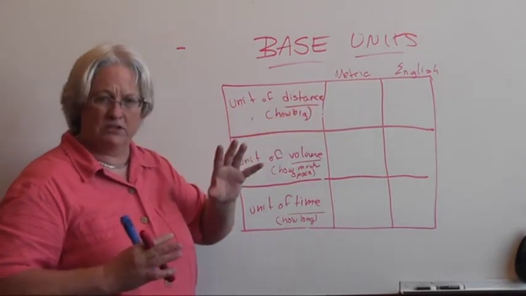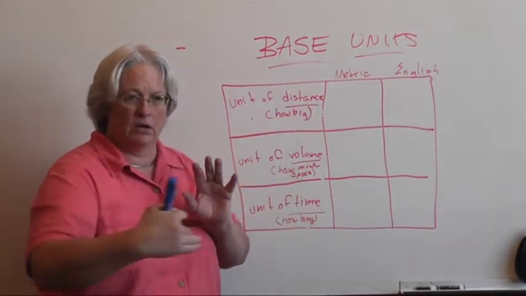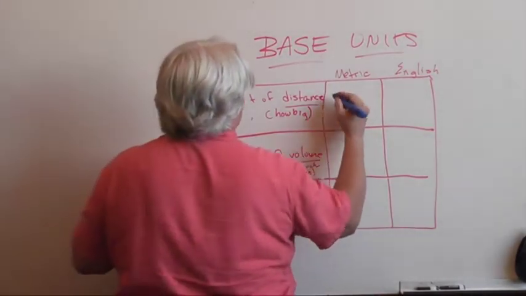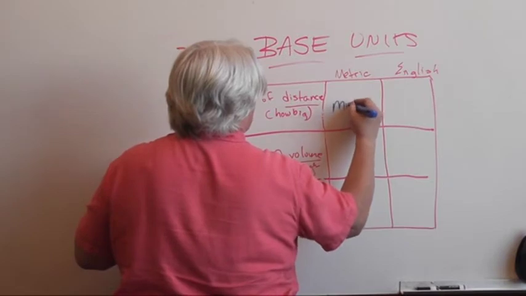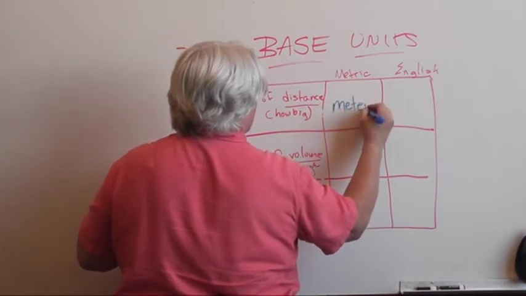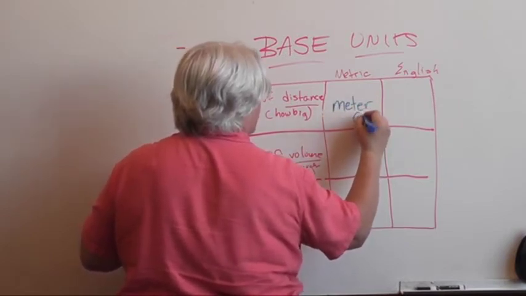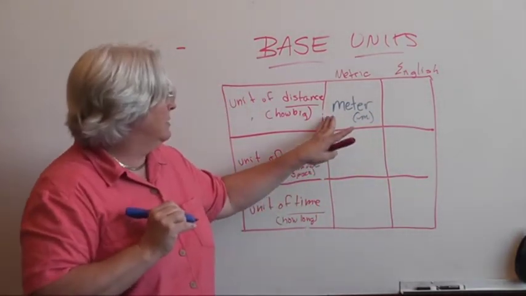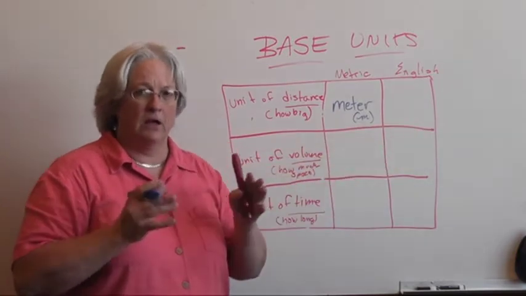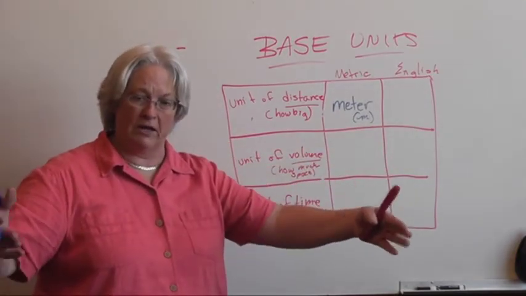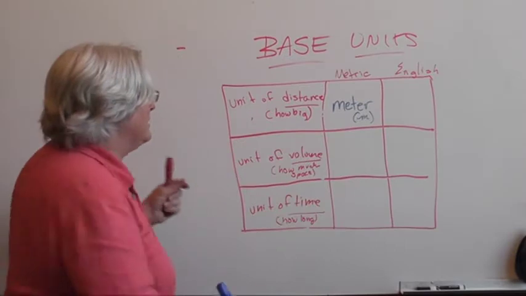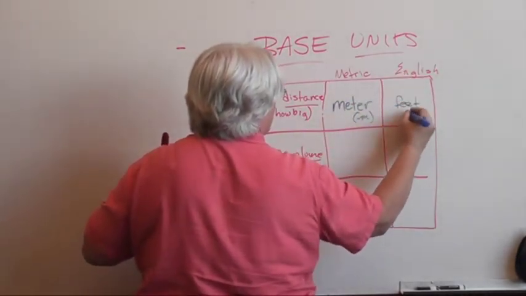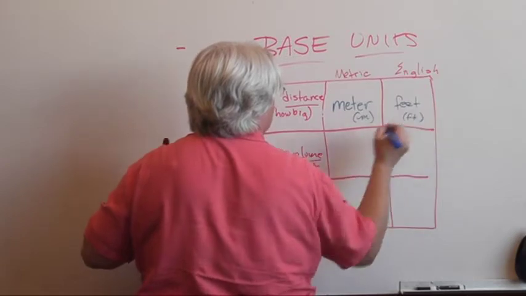How do they refer to distance? How far? Meters. Meters are the metric base unit of distance, and a meter is abbreviated with a small m. And the base unit in the English system, even though a meter and a yard are about the same, is feet, which is abbreviated little f, little t, period.